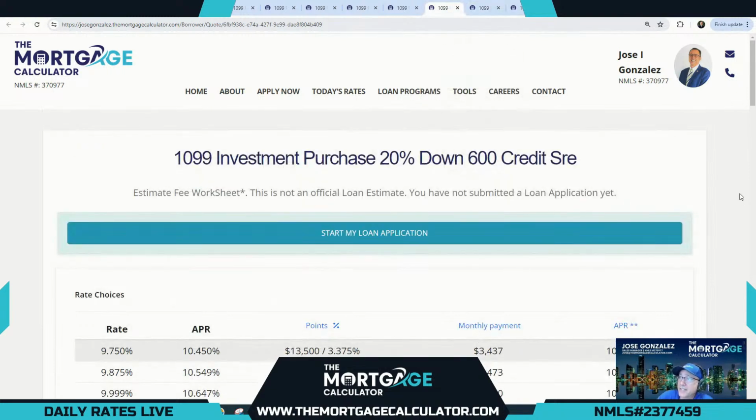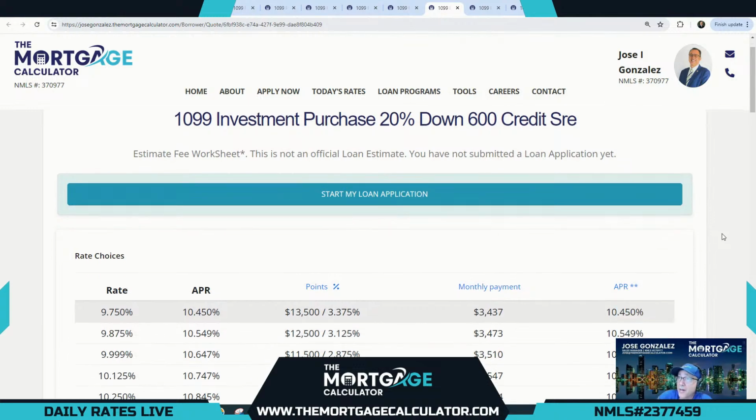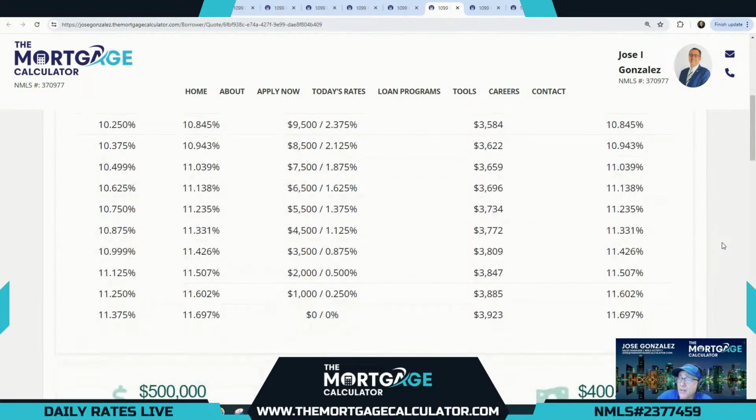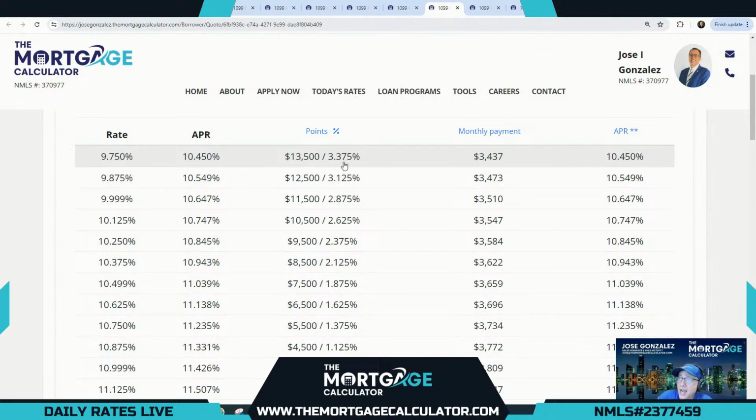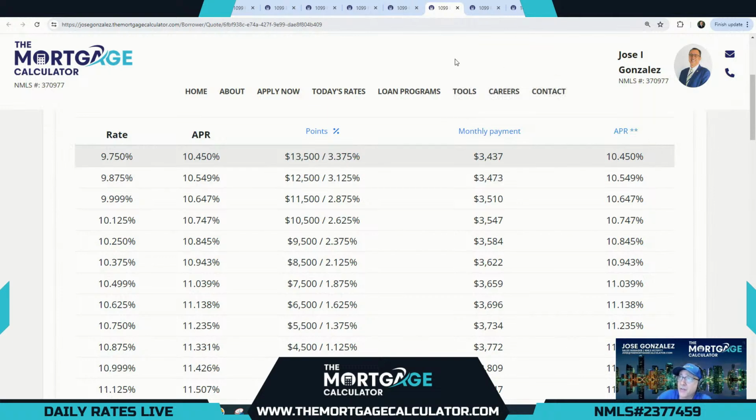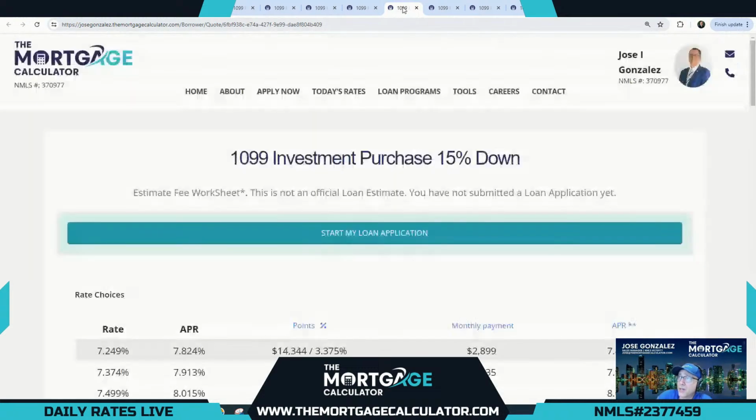Now we have our 600 credit score option for our investment purchase, 20% down as well. 11.375 is our lowest cost option at par. And you can buy that down to 9.75 at a cost of 3.375 for our 600 credit score 1099 option.